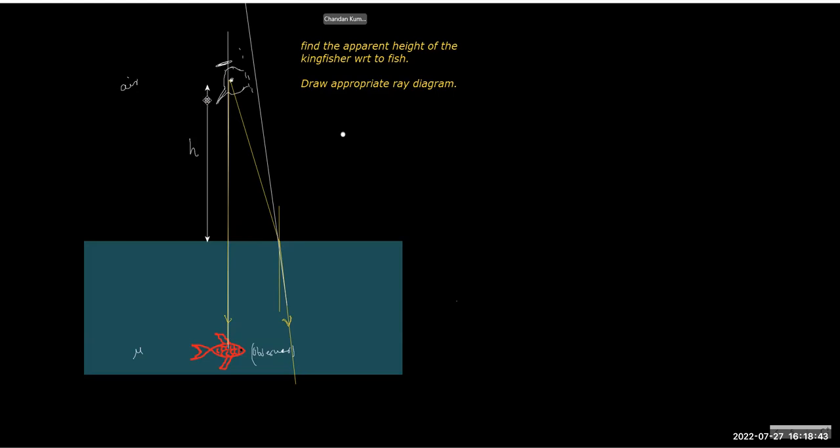So there is a dilemma. The fish always believes that the kingfisher is quite far away. And the kingfisher always believes that the fish is quite closer. The fish will try to go towards the surface to have some oxygen. And the kingfisher will think that, okay, while it is going, let's have some breakfast.